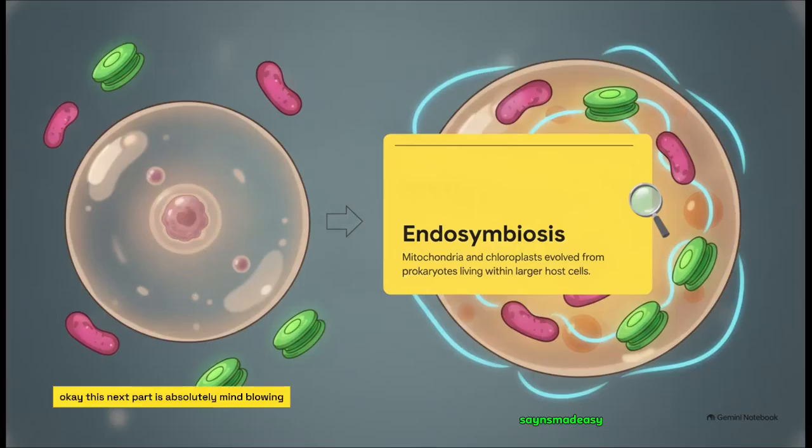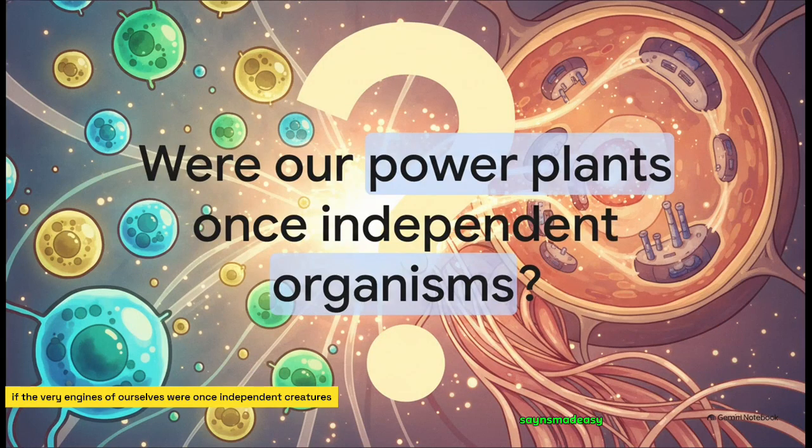Okay, this next part is absolutely mind-blowing. It's about how our cellular power plants actually originated. The theory of endosymbiosis suggests that, millions of years ago, mitochondria and chloroplasts were completely independent, free-living, prokaryotic bacteria. At some point, they were swallowed up by larger host cells. But instead of being digested, they struck a deal, setting up a permanent, mutually beneficial residence inside the host. If the very engines of our cells were once independent creatures, what does that incredible history say about the collaborative nature of life on Earth?